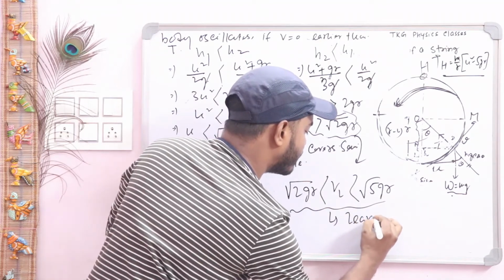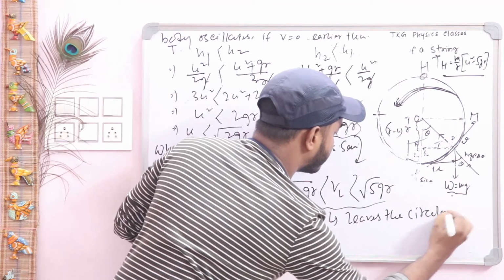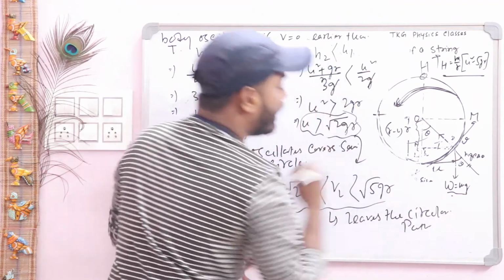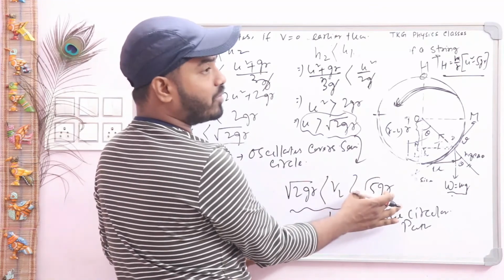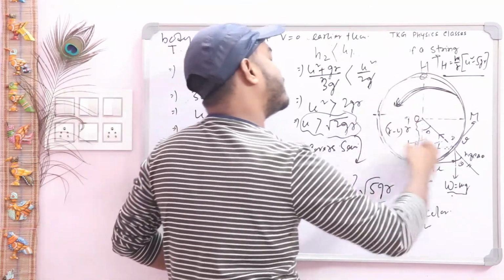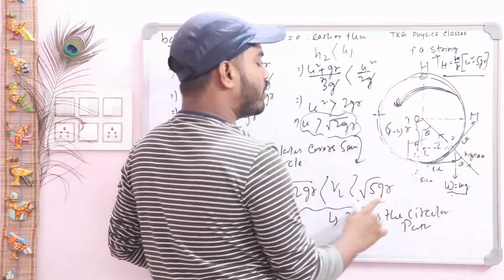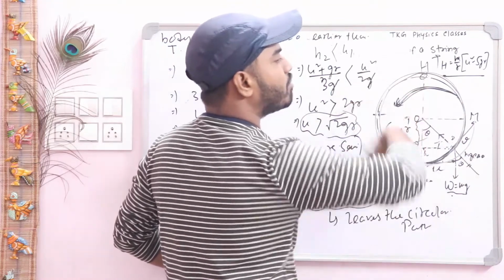in that condition the body leaves the circular path. When this velocity becomes equal to root under 5GR, the body attains this point, so the body completes its path. When more than root under 5GR, the body can easily complete its path.